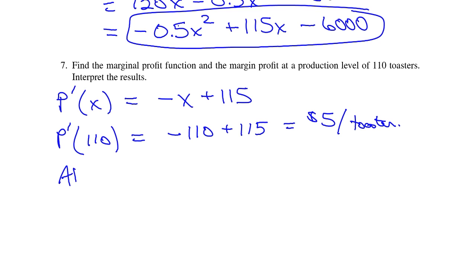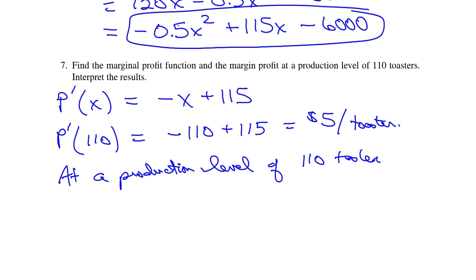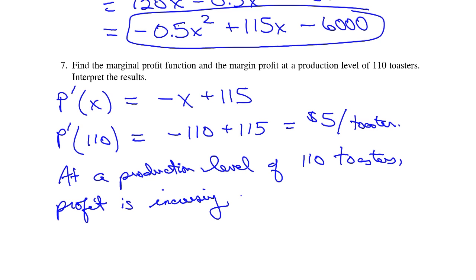And the interpretation. At a production level of 110 toasters, profit is increasing at a rate of $5 per toaster.